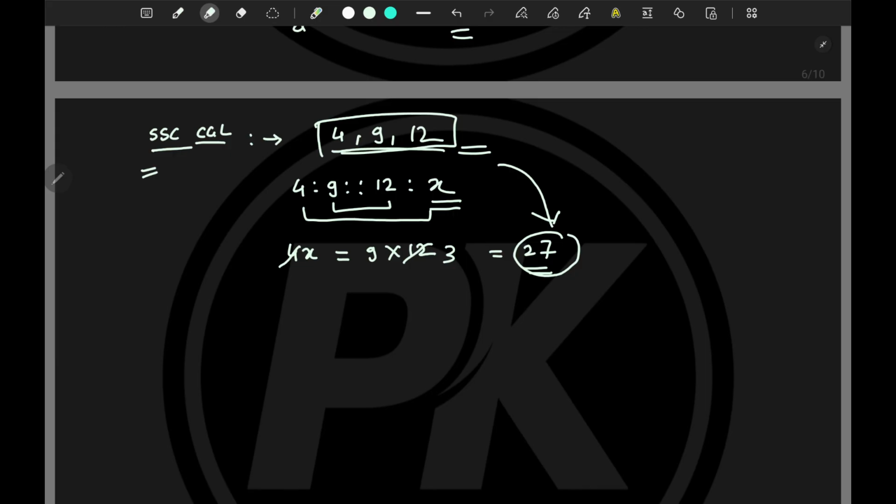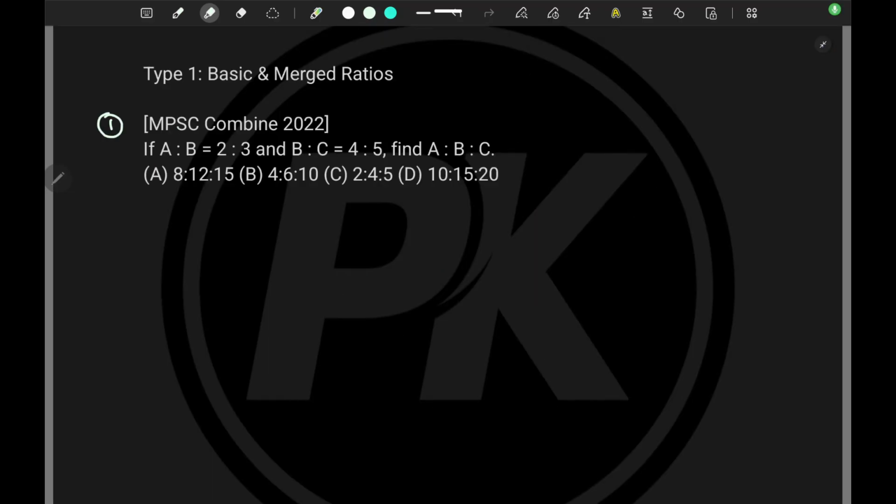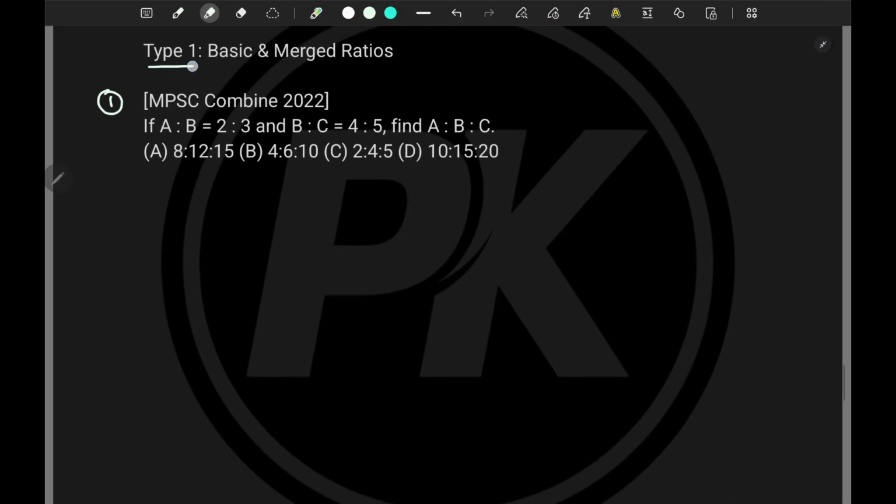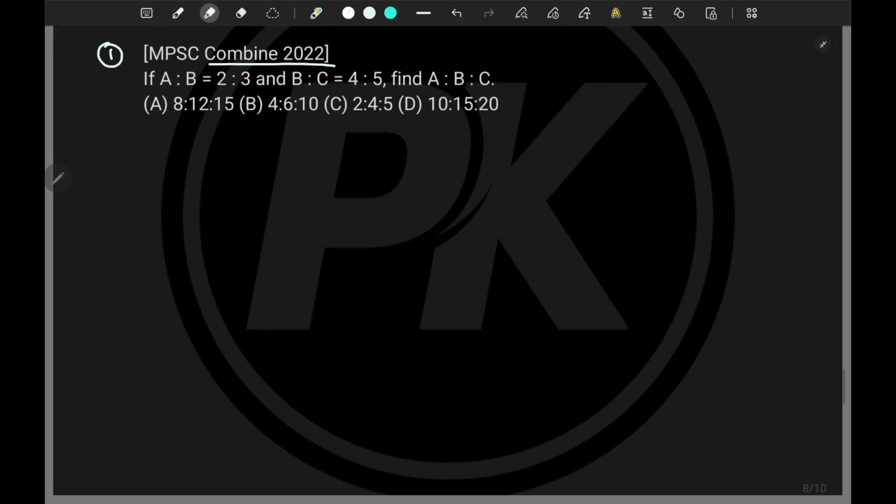Okay, now let's start with the problems asked in previous year questions of MPSC, UPSC, banking, CGL, etc. So let's start with type 1, basic and merged ratios. This problem was asked in MPSC Combined 2022. They have given A as to B is equal to 2 as to 3 and B as to C is equal to 4 as to 5. Then they are asking us to find A as to B as to C.